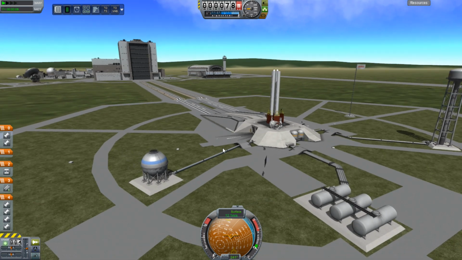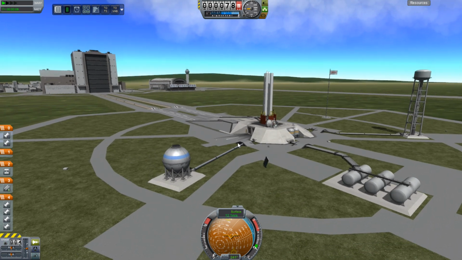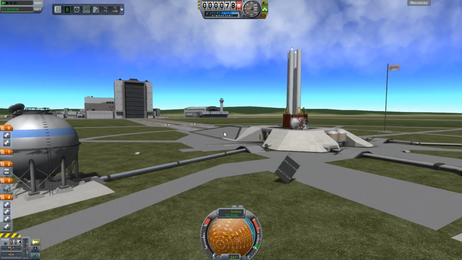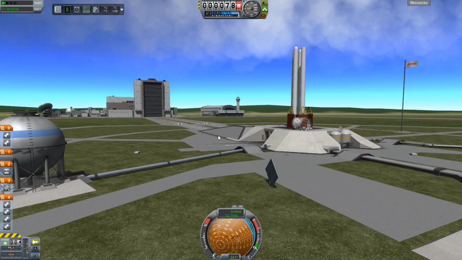Oh, hello there, solar panel. Yeah, so I recorded this one because look at what that solar panel's doing. It was just spinning and spinning and spinning, and this went on for a very long time.